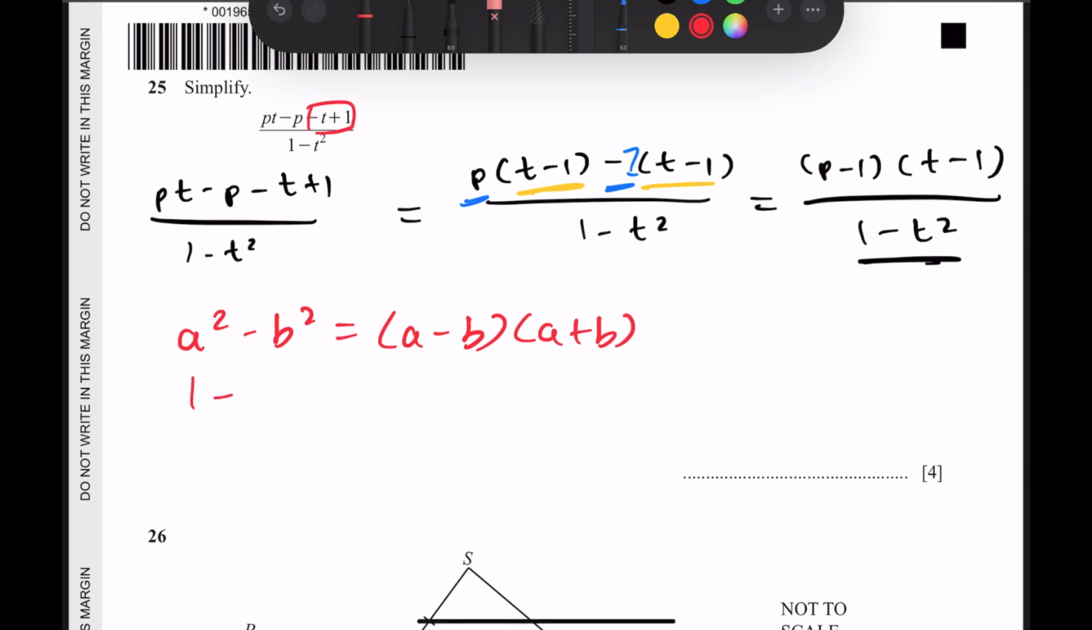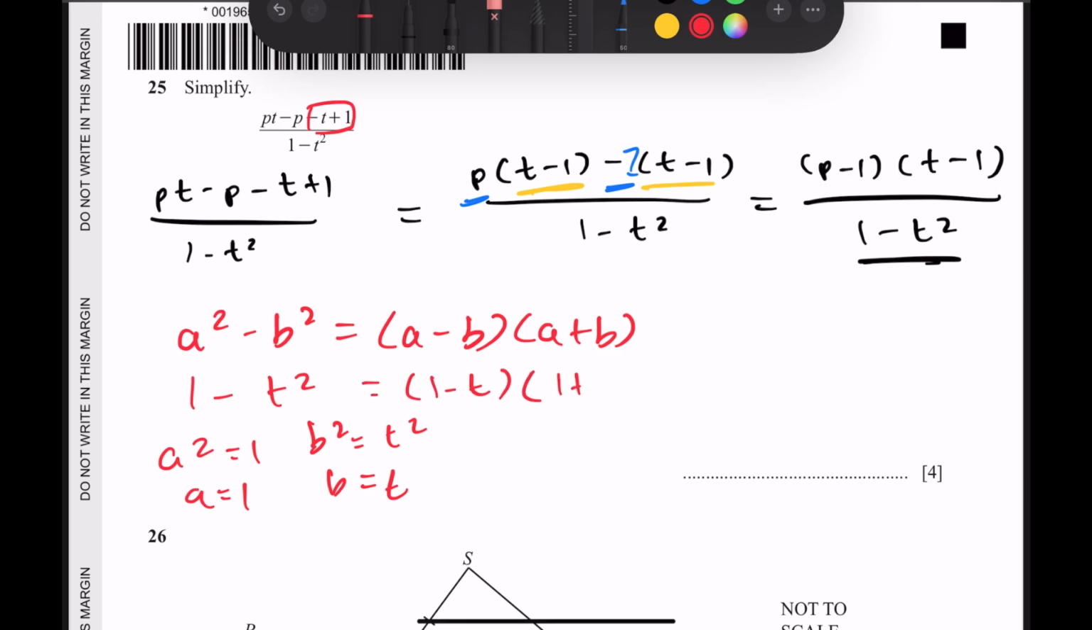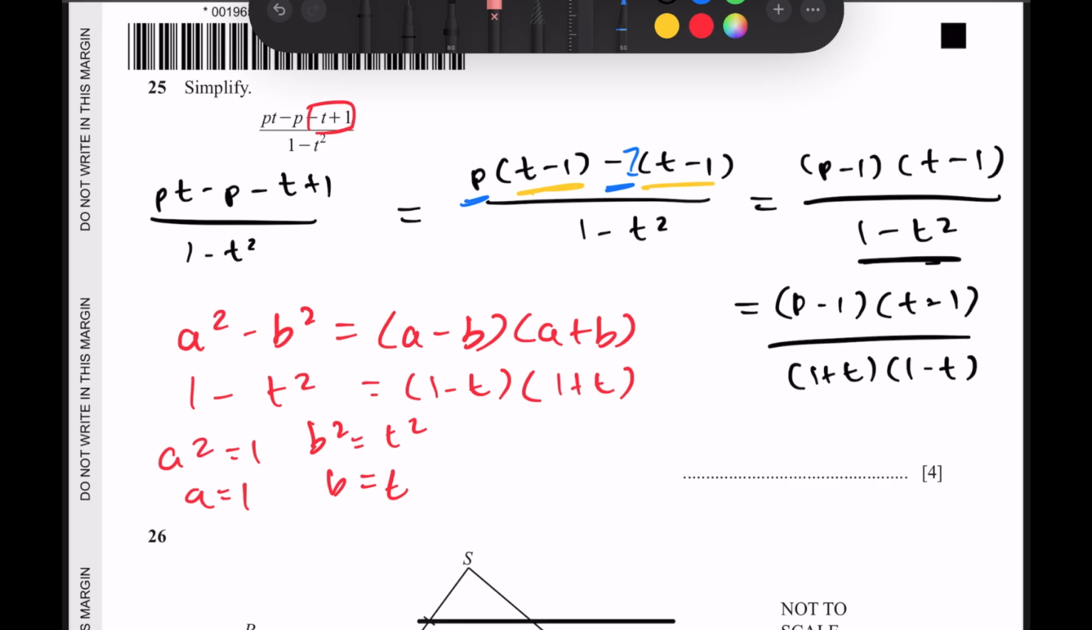So in this case, 1 minus t squared, since a squared is equal to 1, a is also equal to 1, and if b squared is equal to t squared, b can be treated as t. So 1 minus t squared is equal to a minus b, which is 1 minus t, by a plus b, which is 1 plus t. Therefore, we can rewrite this fraction as p minus 1 by t minus 1, over 1 plus t and 1 minus t. As you can see, t minus 1 and 1 minus t are almost the same, except the negative signs are swapped. So in this case, t is positive in the numerator and negative in the denominator, and 1 is negative in the numerator and positive in the denominator.